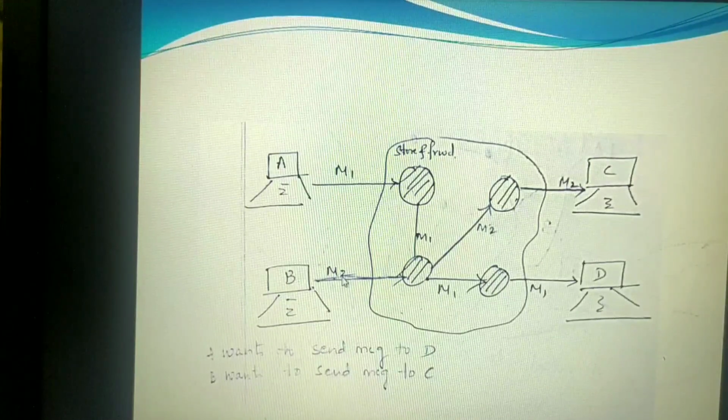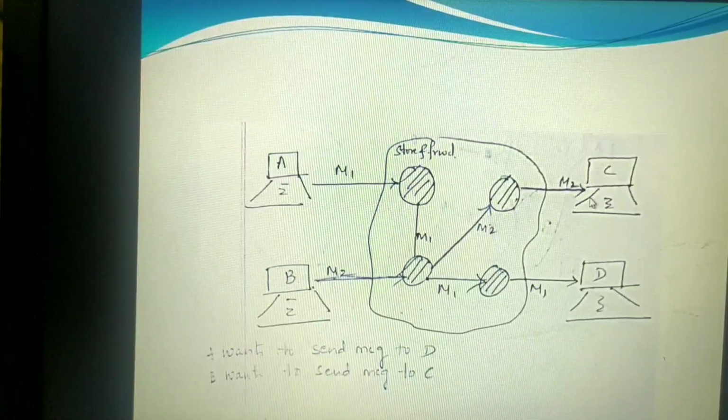B wants to communicate with C. The packet name is given as M2. It will reach the switching office. It may take this path or this path also, but I have taken this path. The packet may reach this switching office, and finally it will reach the destination depending upon the destination address.